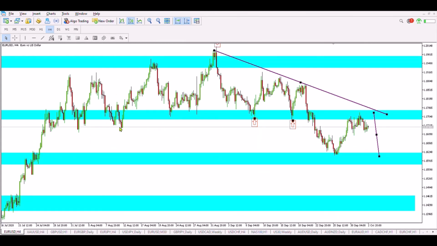This is the best method. Just look for where are the most lows and highs of the price and just match them with one line or one rectangle and just trade when the price reaches this zone.